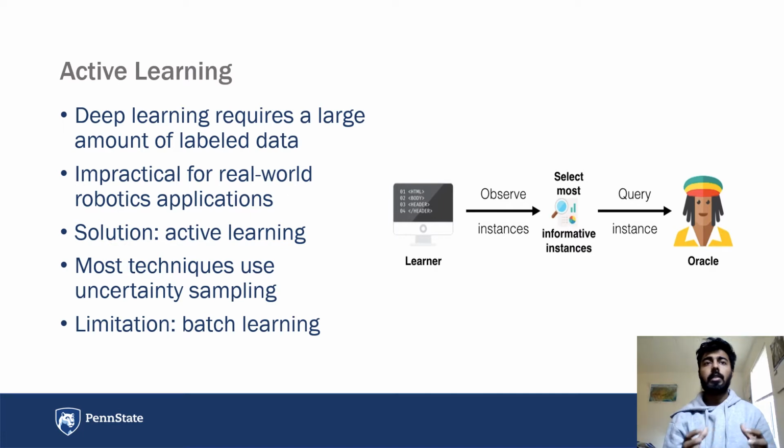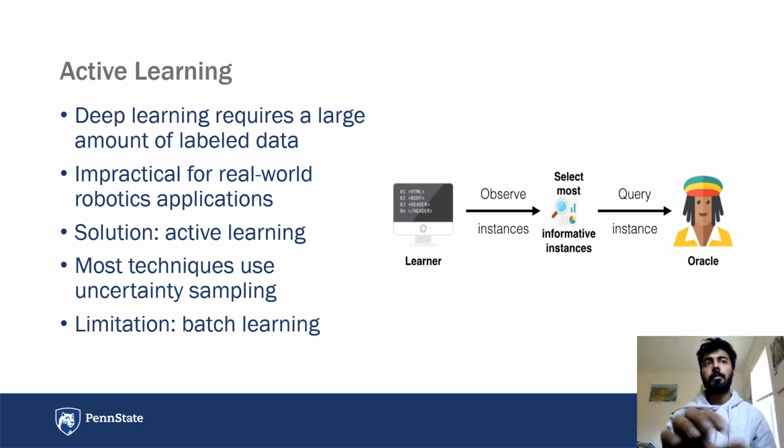However, they require a large amount of training data to be labeled. But in real-world robotics applications, that's not the case because of limited human assistance and limited label data. So for that case, researchers have proposed active learning techniques in deep learning, which actually use uncertainty sampling to find most informative samples among the unlabeled data. However, these techniques still are applicable only for batch learning scenarios. That is, they require all the training data to be available in a single batch, and they cannot be applied for continual learning.